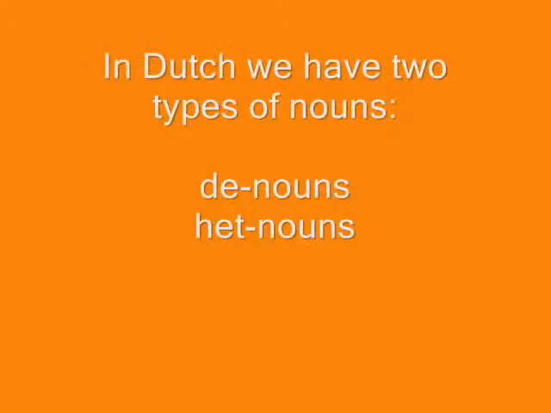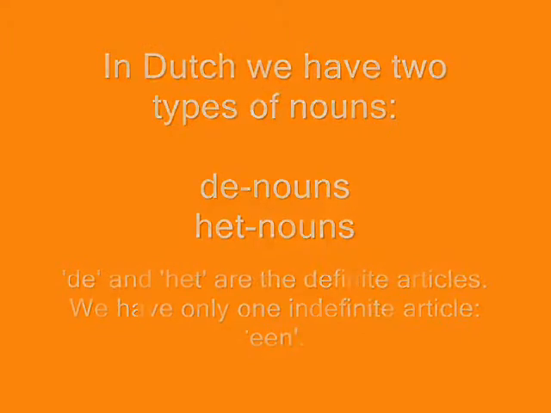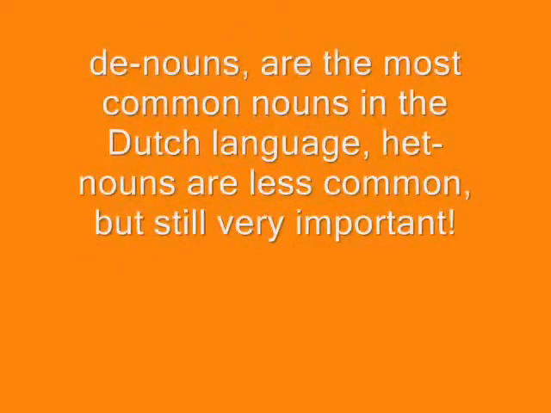In Dutch we have two types of nouns, de nouns and het nouns. De and het are the definite articles. We have only one indefinite article, een. De nouns are the most common nouns in the Dutch language. Het nouns are less common, but still very important.